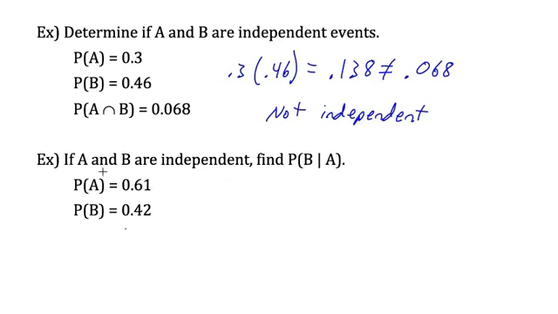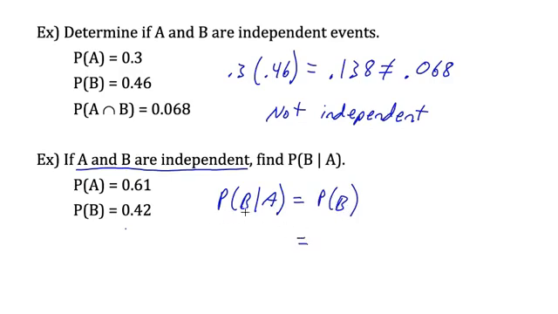Here's kind of a trick question. If A and B are independent, find the probability of B given A. Now the key here is noticing that A and B are independent. That means A does not have an effect on B. So the probability of B given A would equal the probability of B. And so the probability of B given A would equal the same thing as the probability of B, 0.42.